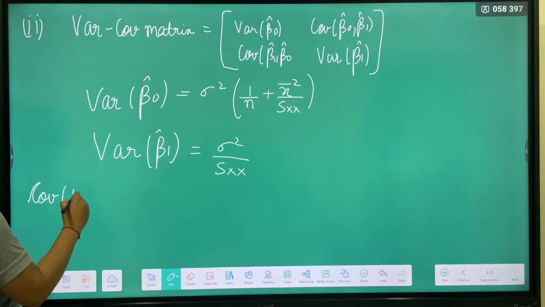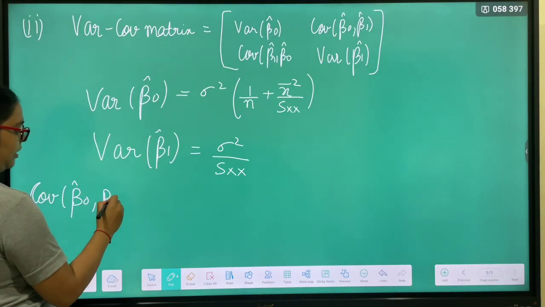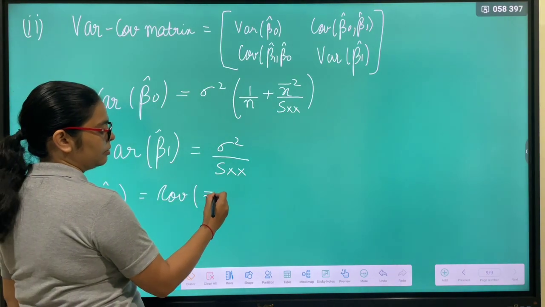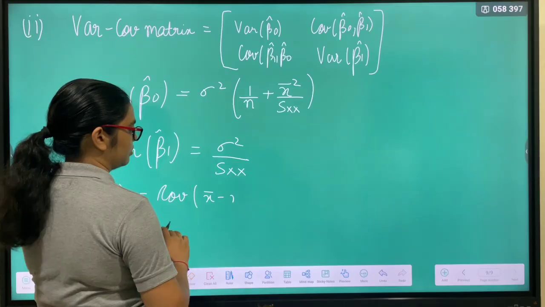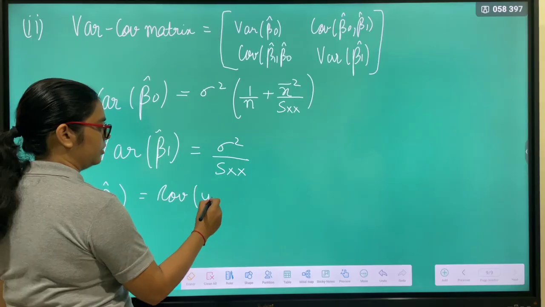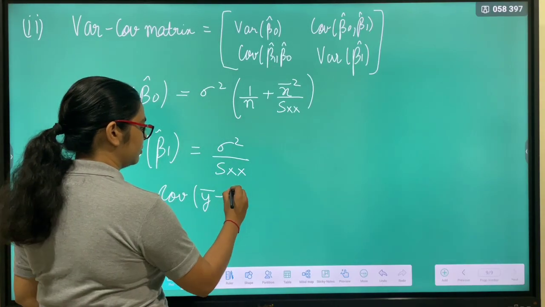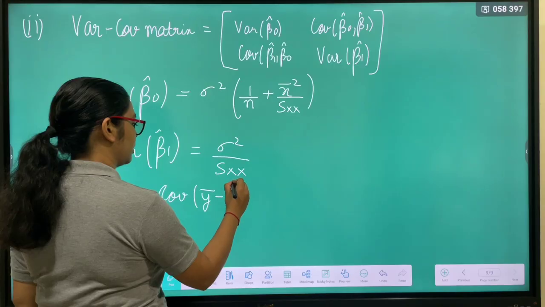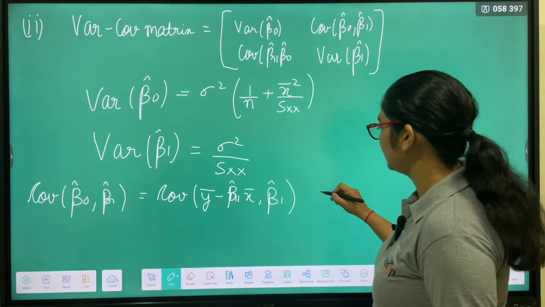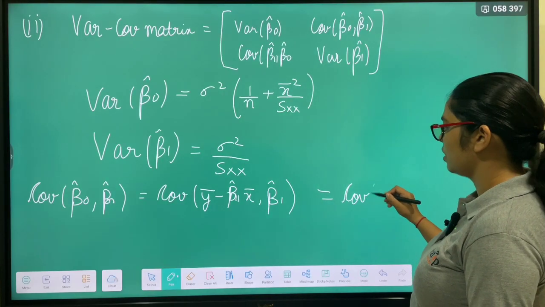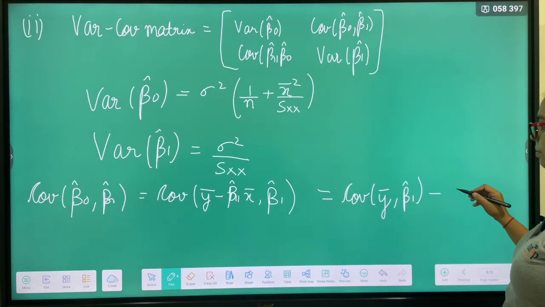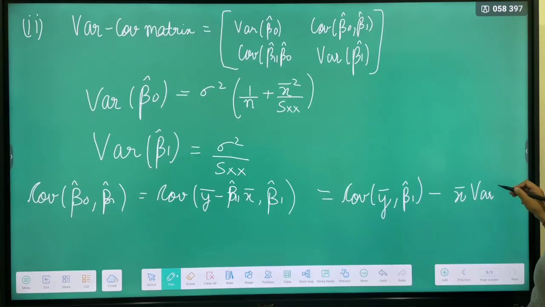Now we have to find the covariance of beta naught and beta 1. So covariance of beta naught cap and beta 1 cap can be written as covariance of y bar minus beta 1 cap x bar, beta 1 cap, which again can be written as covariance of y bar and beta 1 cap minus x bar variance of beta 1 cap.